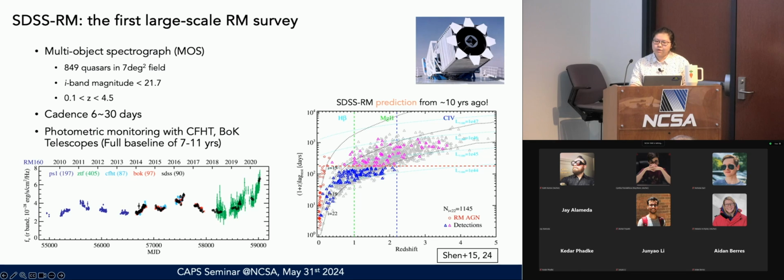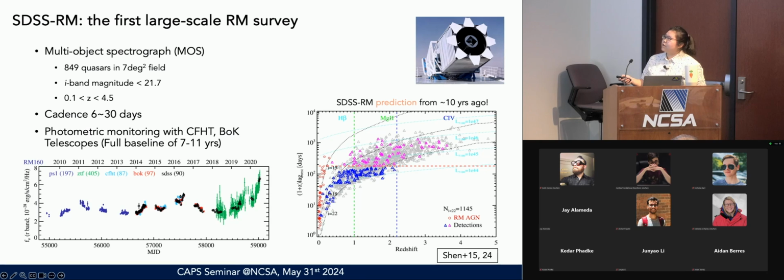The idea is that we are not pointing the telescope at one AGN at a time now. Instead, we are pointing at a few hundred of them. With SDSS-RM, we were monitoring 849 quasars in a 7-degree field at the same time. The cadence was every 6 days to every 30 days, depending on which part of the survey you're looking at. And because we had photometric monitoring prior to SDSS-RM starting, the full photometric baseline was 11 years, and the full spectroscopic baseline is 7 years.